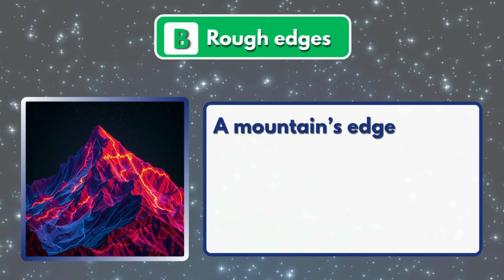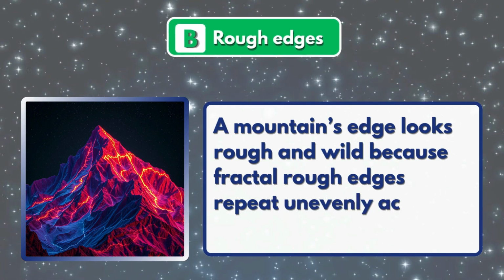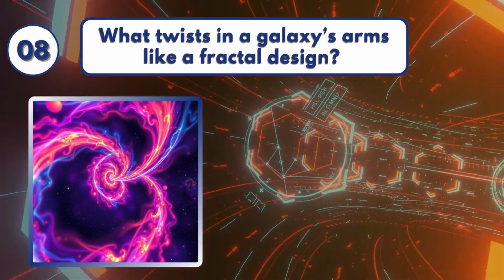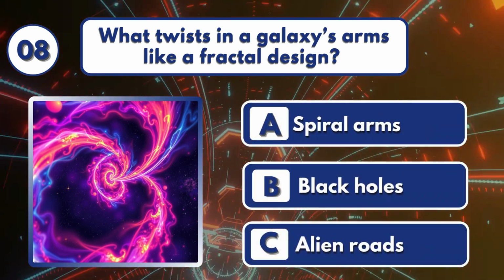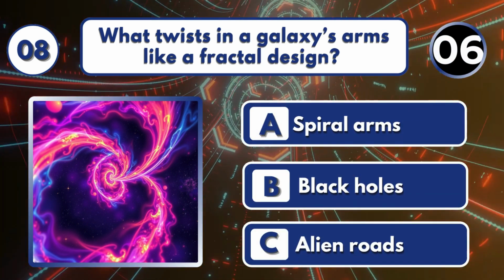A mountain's edge looks rough and wild because fractal rough edges repeat unevenly across its surface. What twists in a galaxy's arms like a fractal design? Zoom in, crack the fractal code.